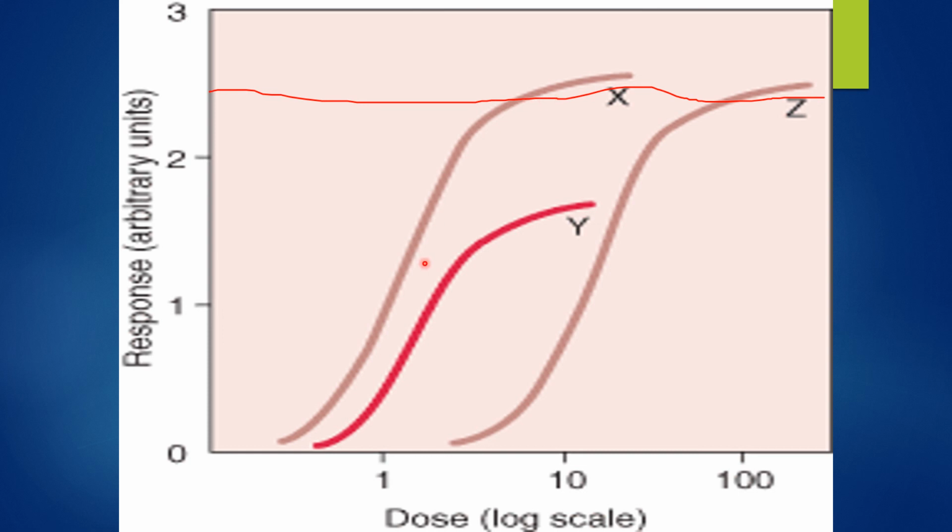So when we look into this figure, we can understand what is efficacy and what is potency. Here x and z are equally efficacious when compared to y, but when we compare the potency of x, y, z, x has got the maximum potency.